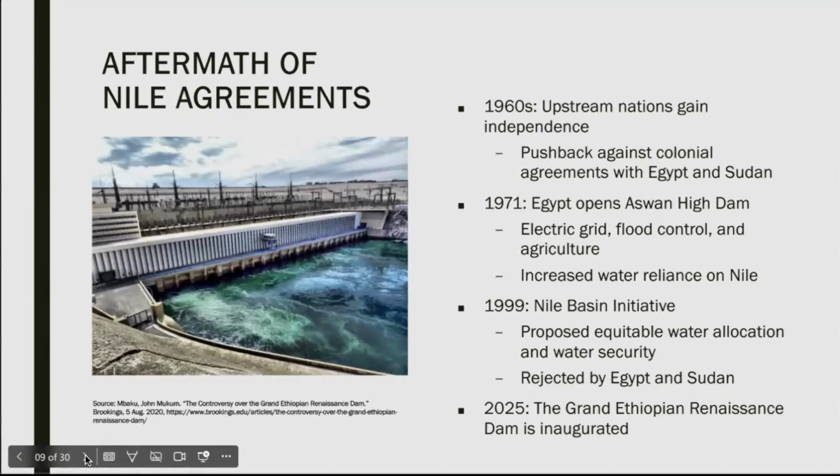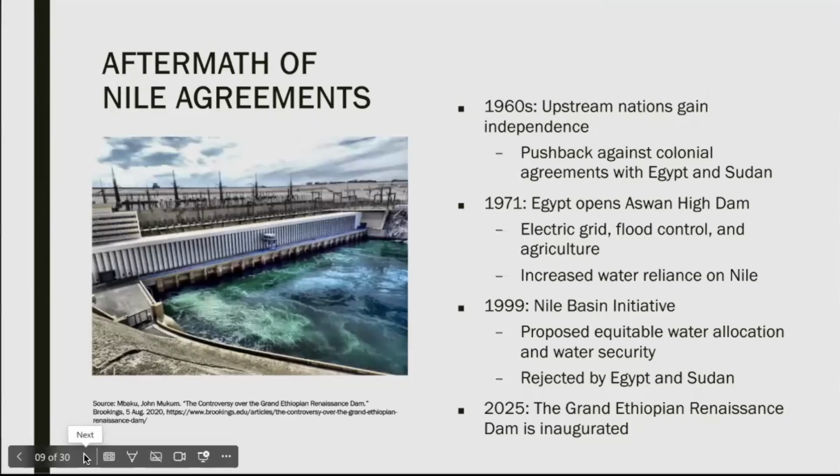Then in 1999, the Nile Basin Initiative was introduced by the other interested agents that were not included in prior water agreements. And this proposed equitable water allocation solution was agreed upon by all nations bordering the Nile except for Egypt and Sudan, as they wanted to remain with their natural rights granted in prior agreements.